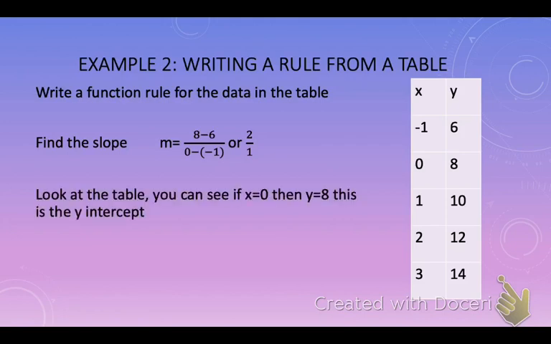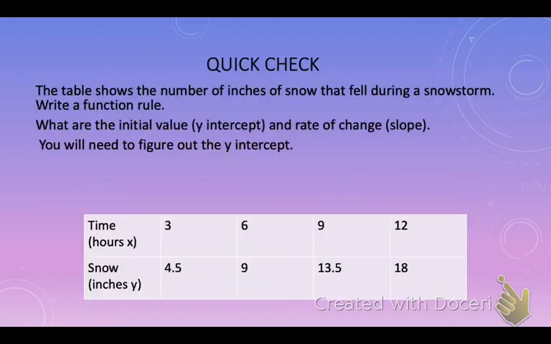And then I look at the table. I can see where x equals 0, so that must be my y-intercept. And then I can use y equals mx plus b, and I can plug in what I just figured out. So we write all that in. So there's my equation based on the data table. If you have questions, write those down on the side of your notebook. We can go over those tomorrow during class.